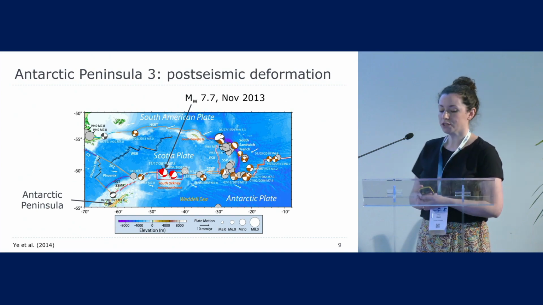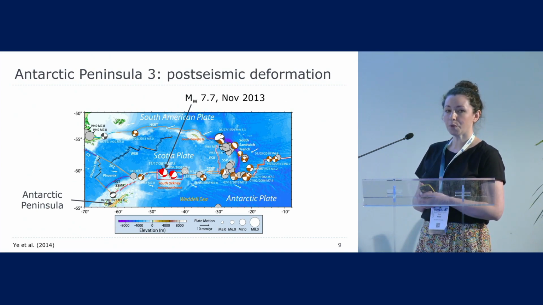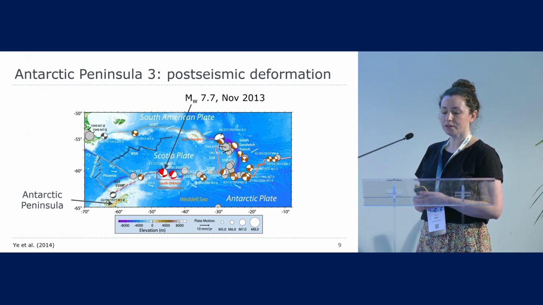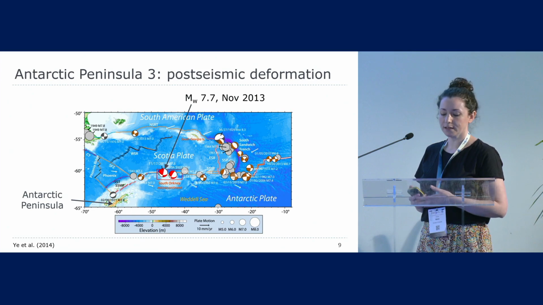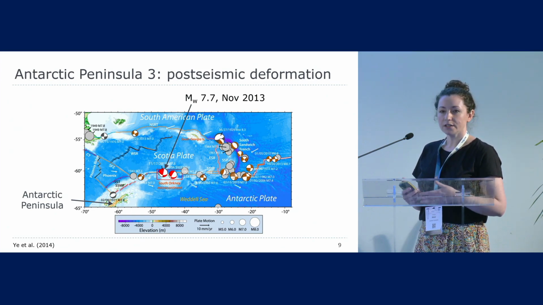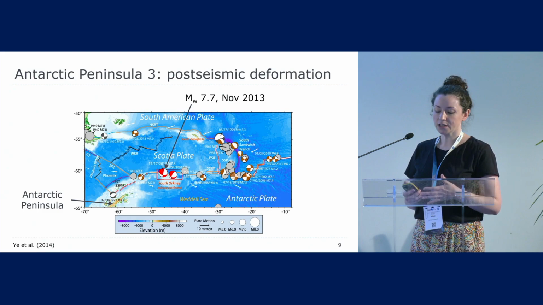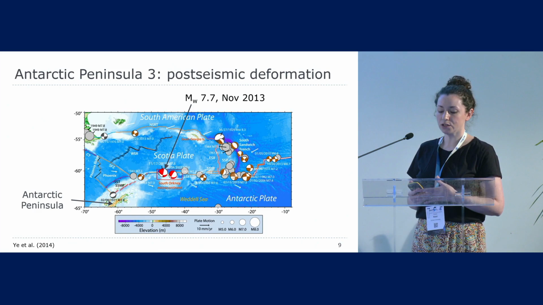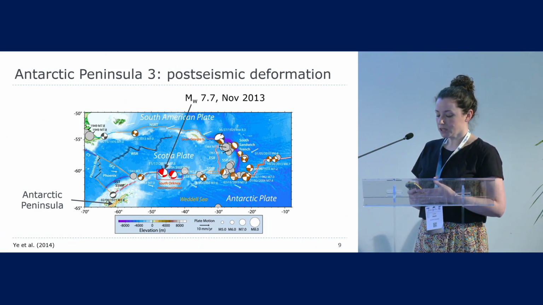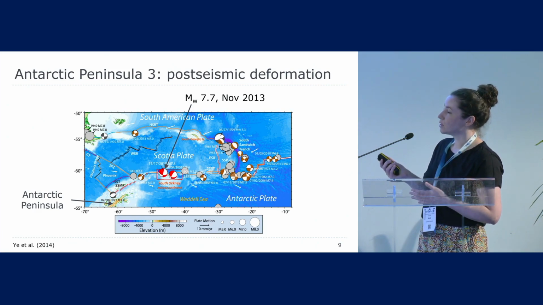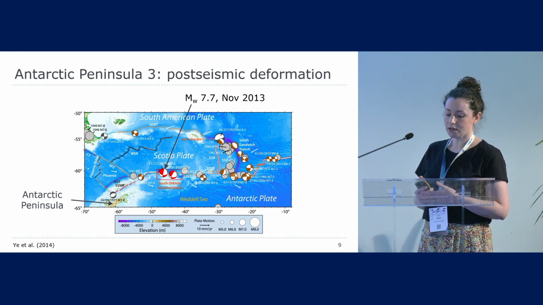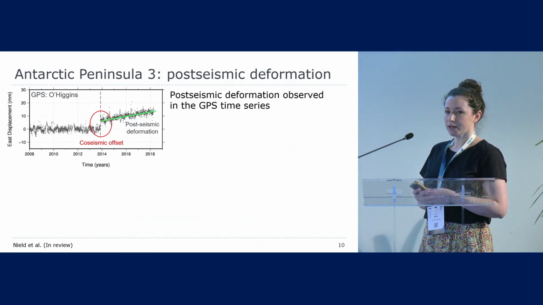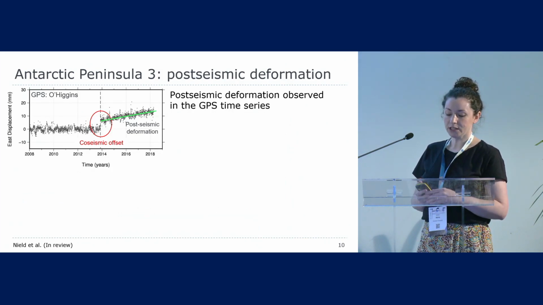The final example I'm going to show you from the Antarctic Peninsula is from post-seismic deformation. Post-seismic deformation is the viscoelastic response of the solid Earth following an earthquake. The sudden large stress change associated with an earthquake triggers a viscoelastic response of the lower crust and upper mantle. There was a large earthquake just here at the boundary between the Scotia Plate and the Antarctic Plate in 2013. And this was captured in a GPS record from right at the tip of the peninsula.